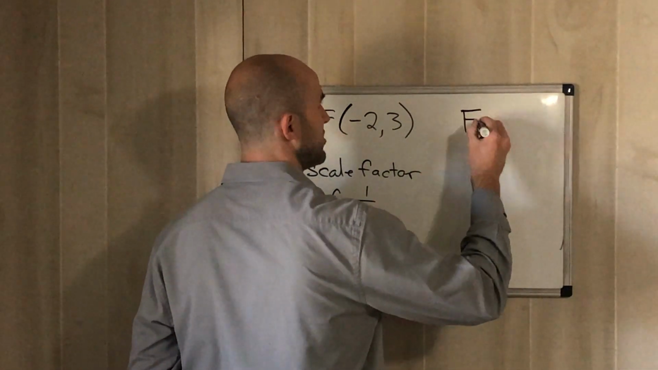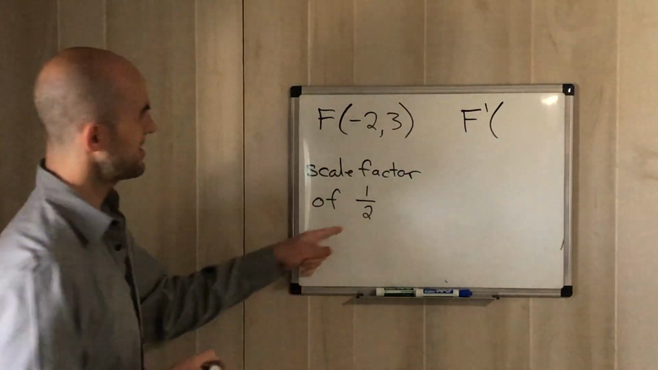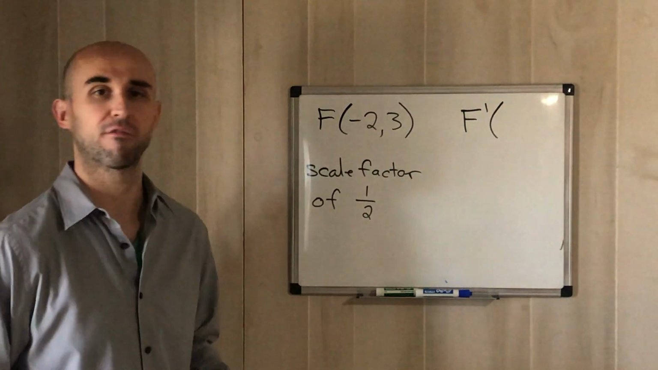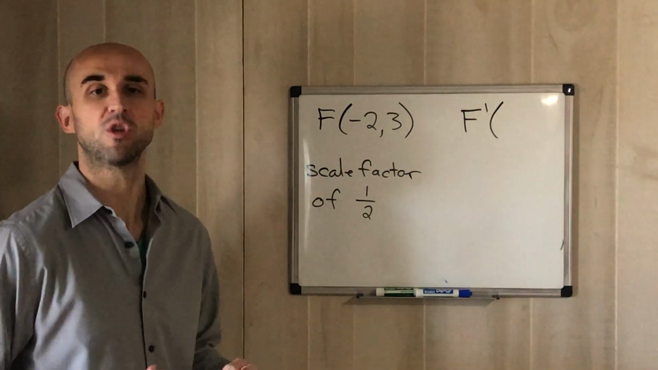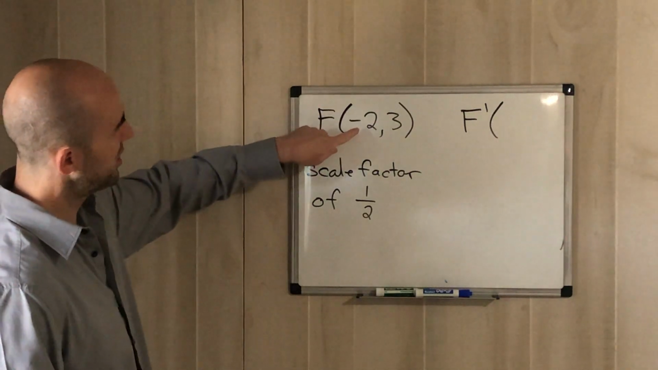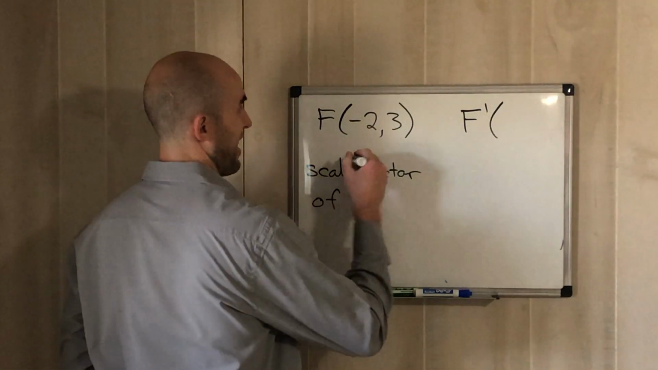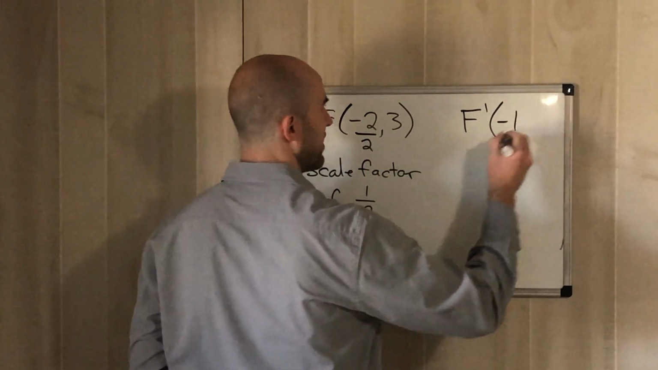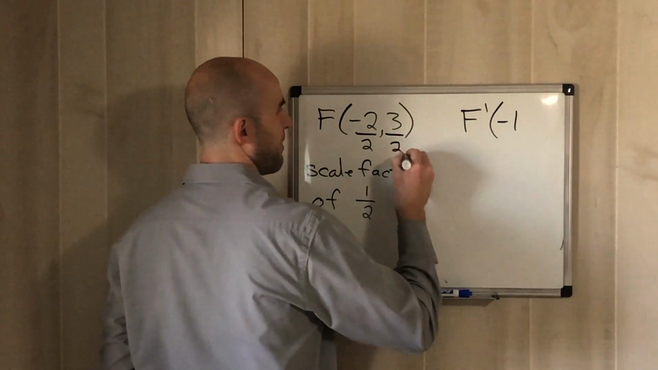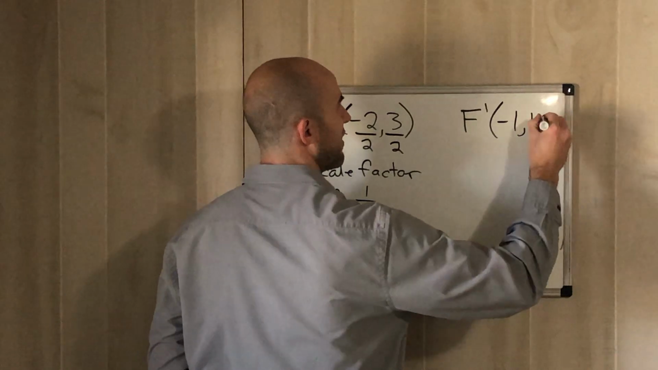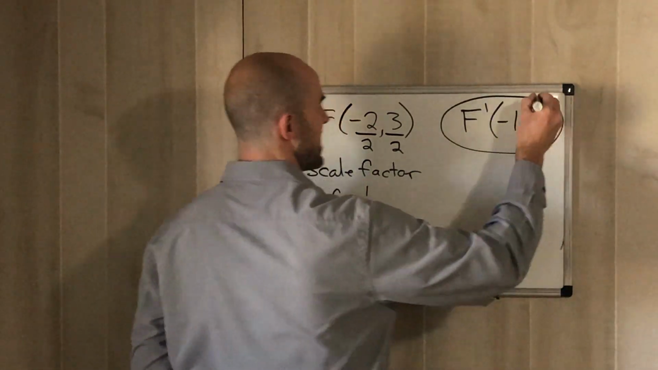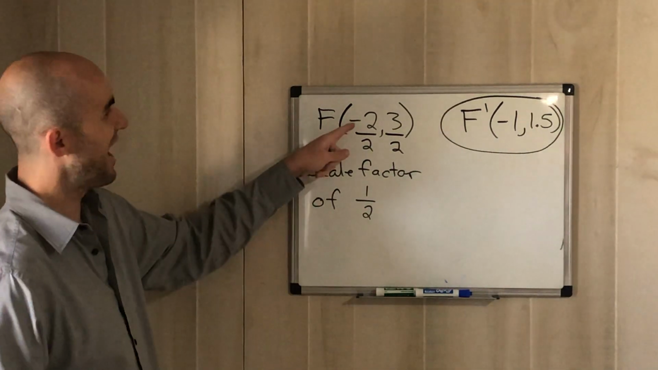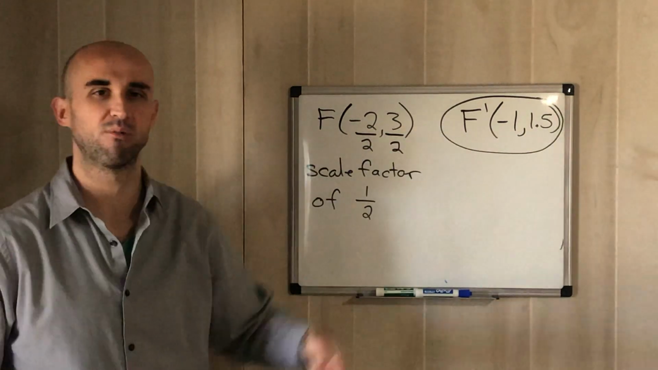If I want to find the image, F prime, since the scale factor is 1/2, you can think of 1/2 of -2 and 1/2 of 3. You can do it that way, or change it to a decimal. But 1/2 of -2 just means you would divide each of these by 2, right? So -2 divided by 2 gives us -1. 3 divided by 2 gives us 1.5. And that would be the image of F, because since the scale factor is 1/2, we're taking 1/2 of each number: 1/2 of -2 was -1, and 1/2 of 3 was 1.5.